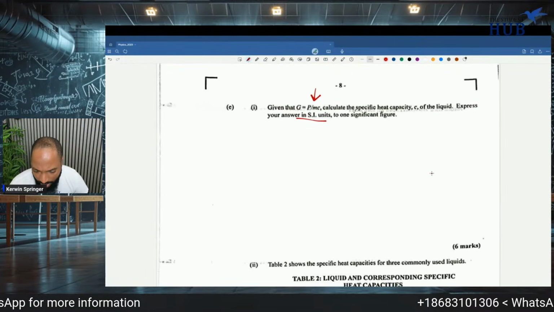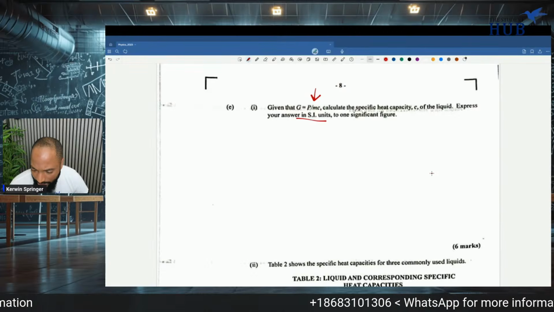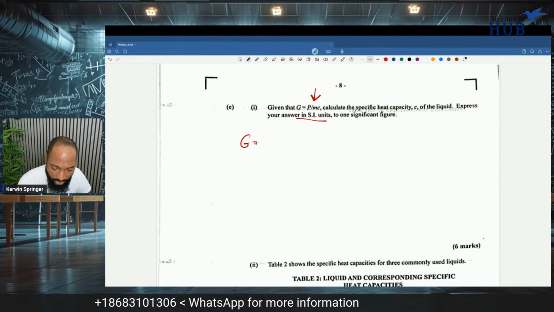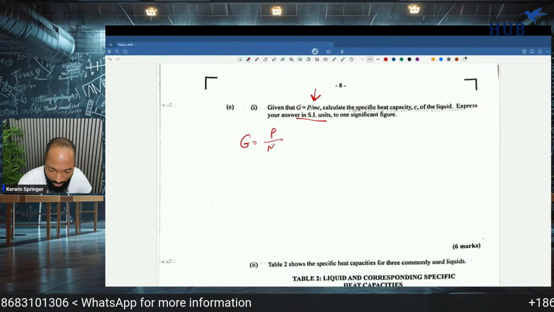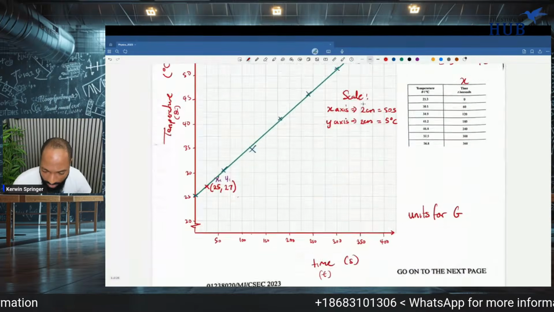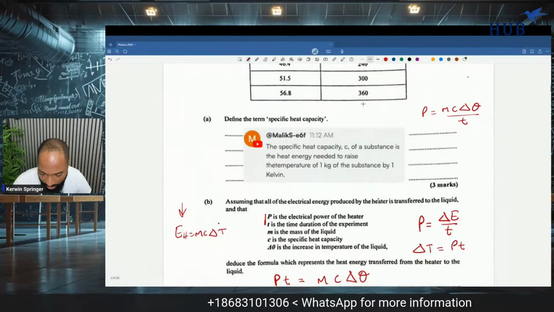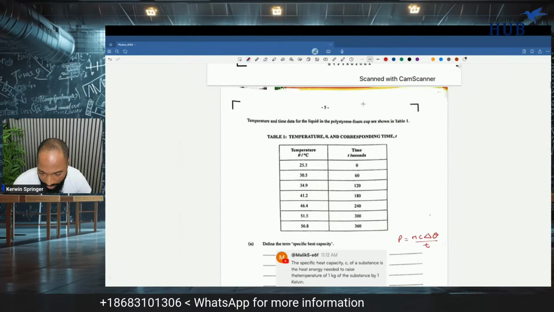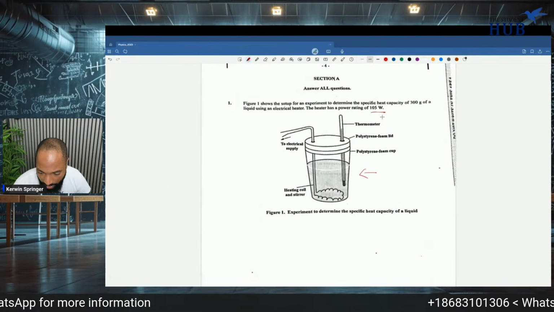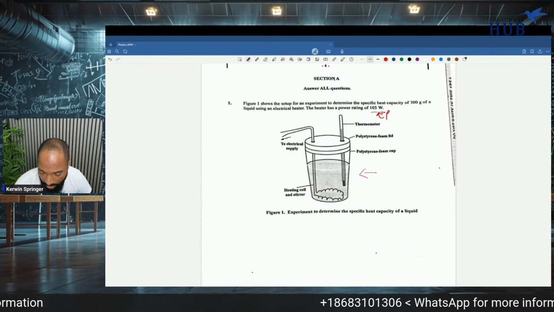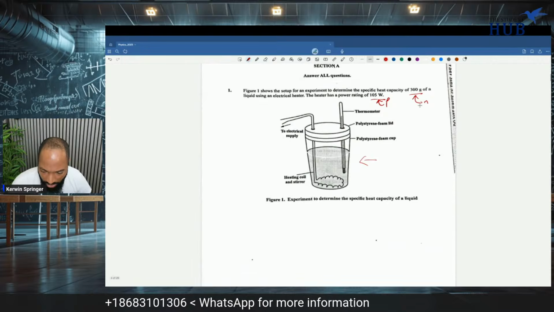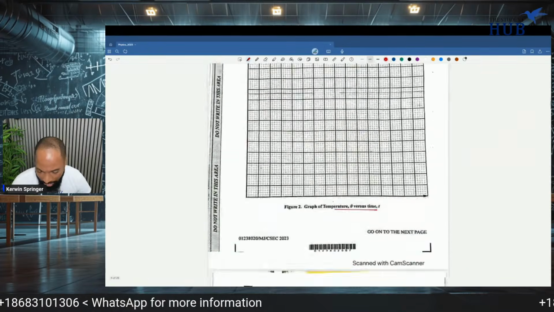Given that G is equal to P over MC, calculate the specific heat capacity of the liquid. So you're not asking any questions about where they get that from. G is equal to P over MC. Yeah, that actually makes some sense. And what is the value of P? That must be given, right? Yes, P, and M is 300 grams, which is a little sus.